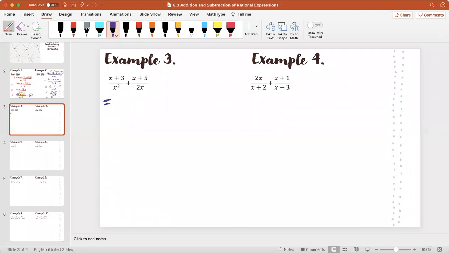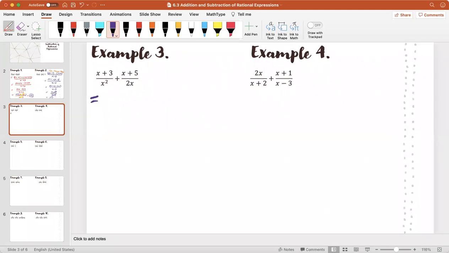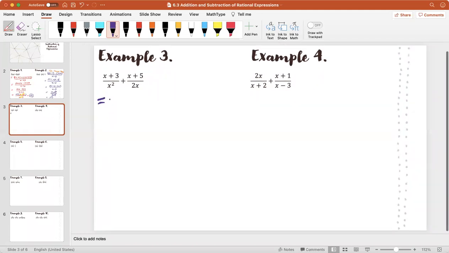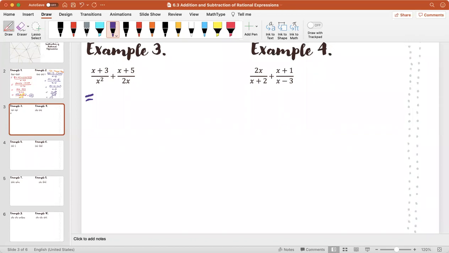You have x plus 3 over x squared plus x plus 5 all over 2x. The first step here, we write our denominators in factored form. That's the first step. So we have to write all denominators in factored form. For x squared, what are your factors? That's x times x. Okay. And then your next one is x plus 5 all over factors of 2x. It's just 2 times x.